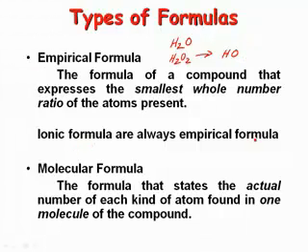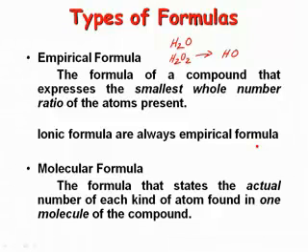Ionic formulas are always empirical, just by the way that we defined a formula unit for an ionic substance. The formula unit is the smallest ratio of the elements in the substance that defines what the substance is. So formulas for ionic substances are always going to be empirical.